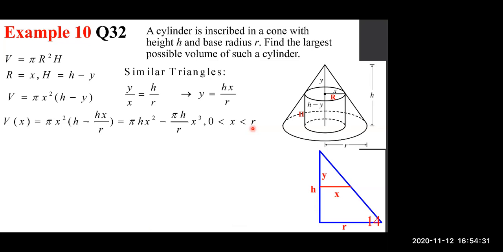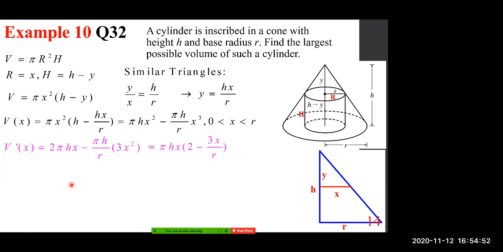Let's differentiate. Pi h is fixed, times 2x, so 2 pi h x, minus pi h over r, which is fixed, times 3x squared. All right, so we can factor out the pi and h and x. This is just elementary algebra. So pi h x times (2 minus 3x over r). Why are we doing that? Because remember, we are looking for critical points.